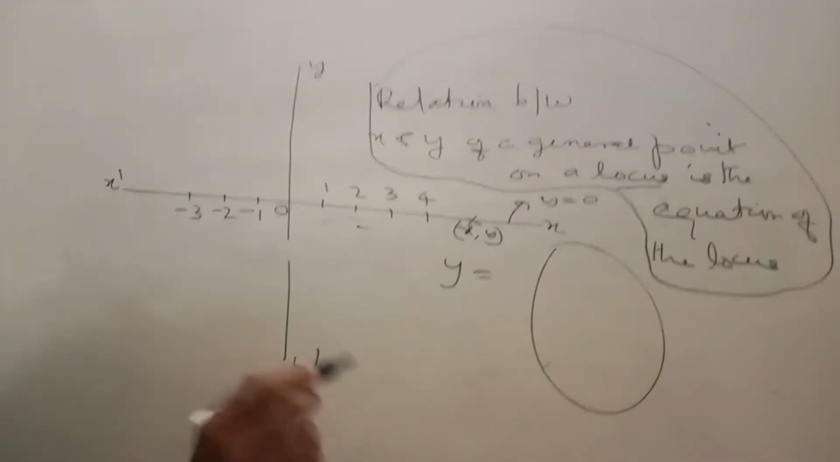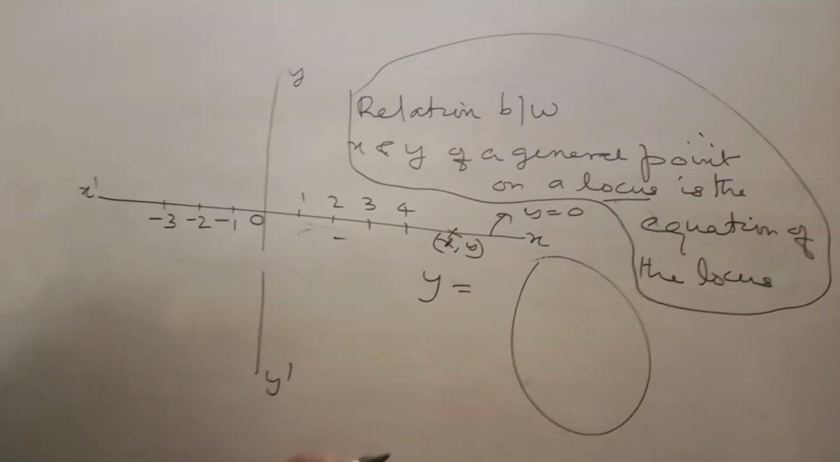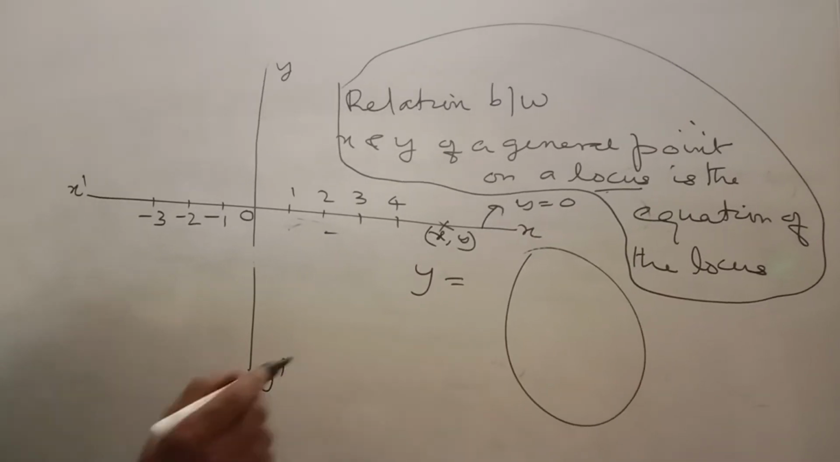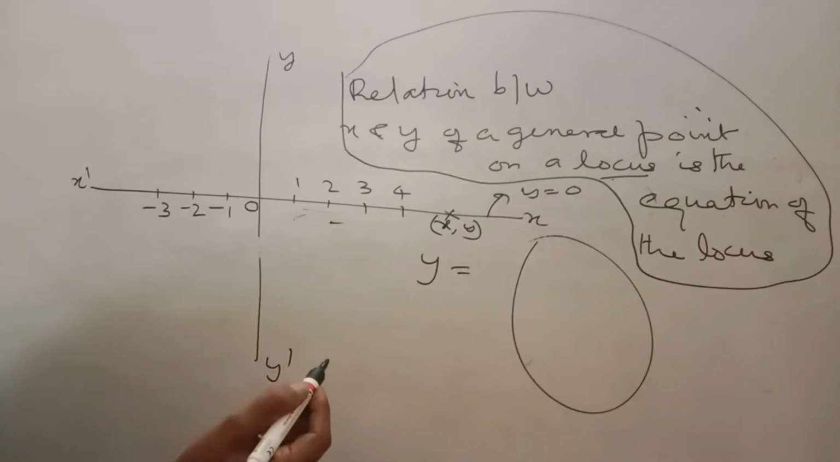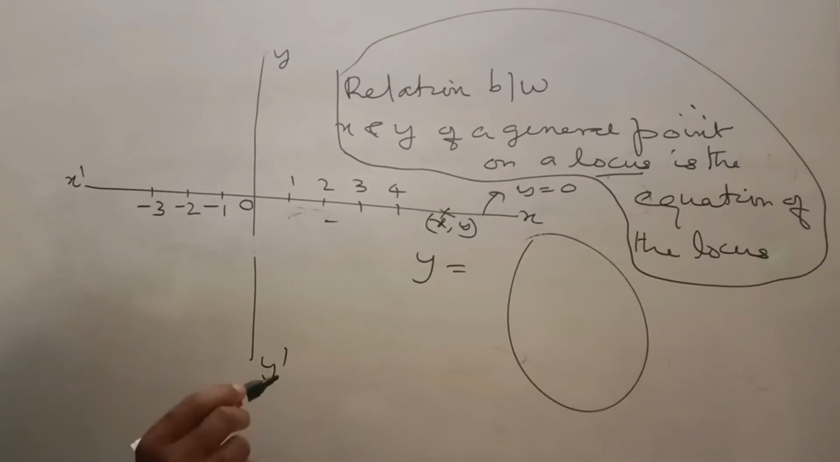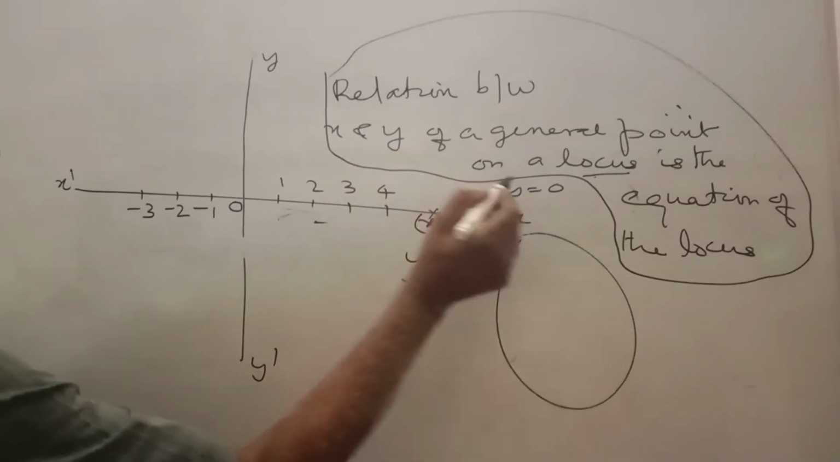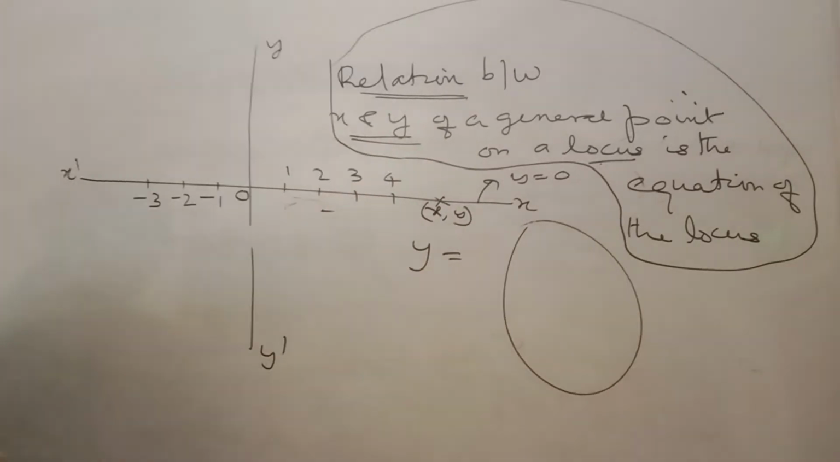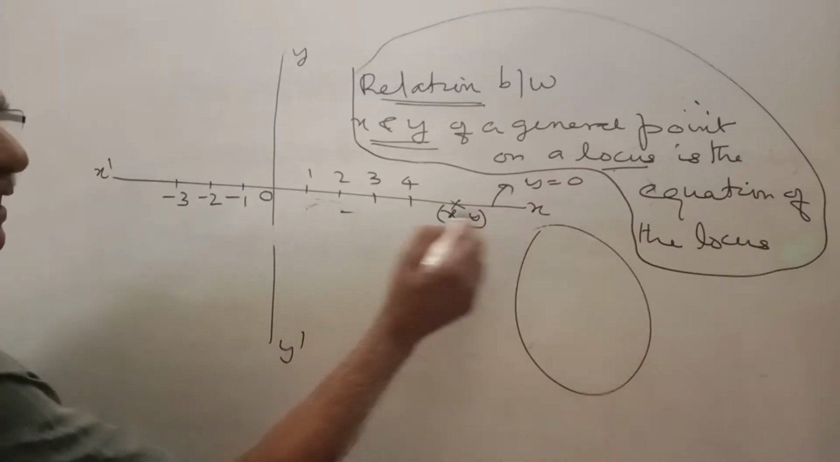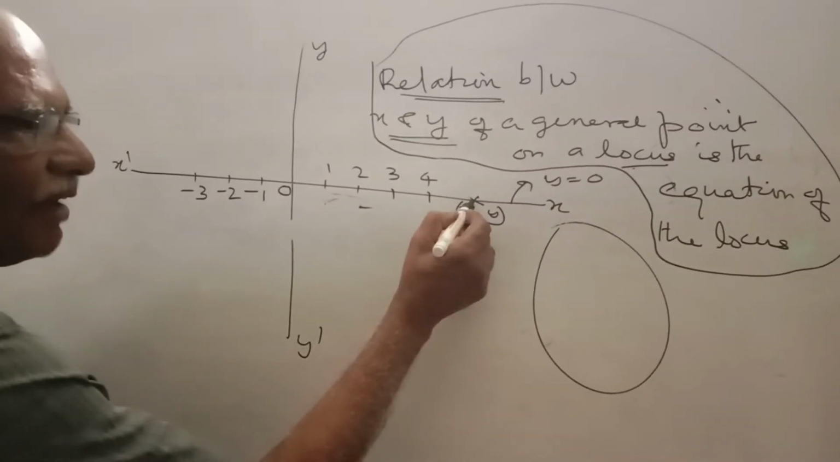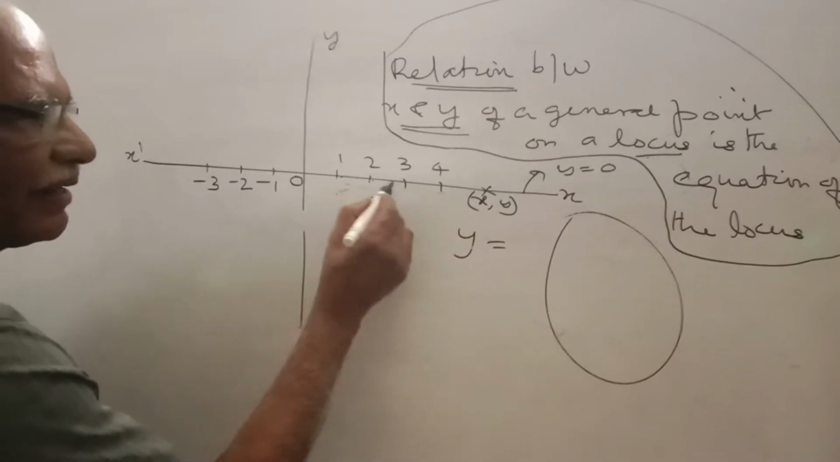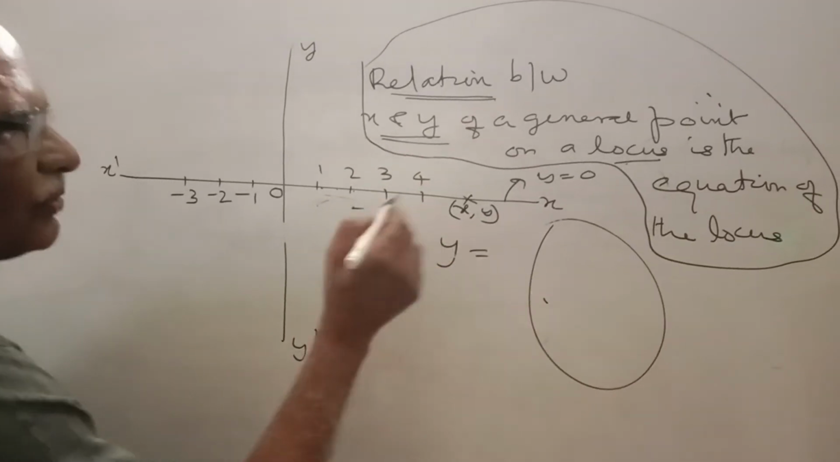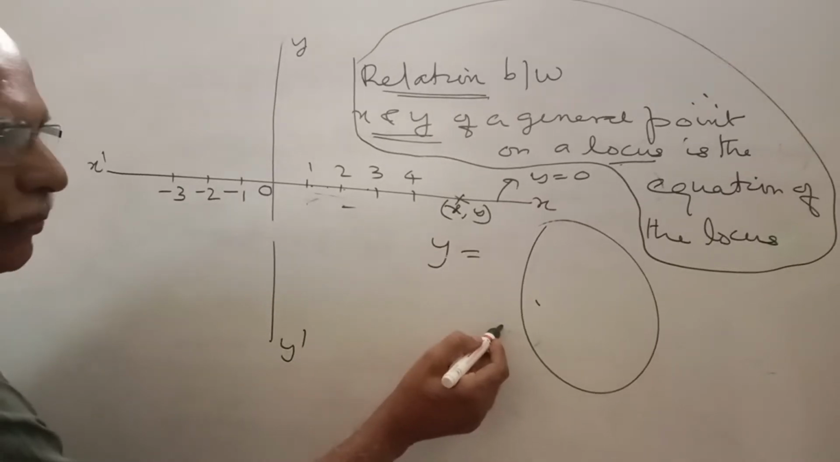So if you want the equation of a straight line, take a general point. If you want the equation of a circle, take a general point and get the relation between x and y. Now if you take a point (x, y) on the x-axis, y is always 0 everywhere. So the equation of this is y is 0.